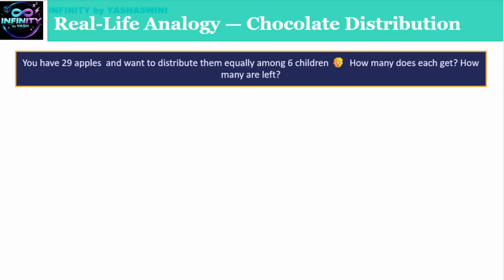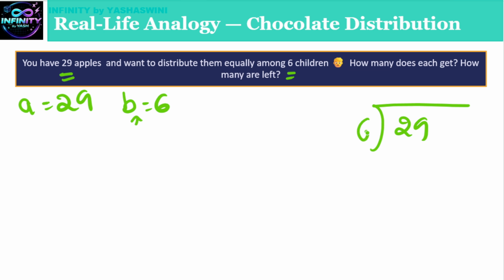Let us solve one more example. Imagine you have 29 apples and want to distribute them equally among 6 children. How many does each get? How many are left? So here the number of apples, a, is equal to 29 and b is 6 children. Among 6 children you have to divide, so b becomes 6, that is the divisor. When you divide 29 by 6, 6 times 4 is 24 and 5 is the remainder.